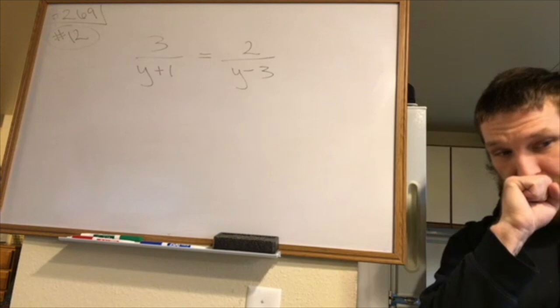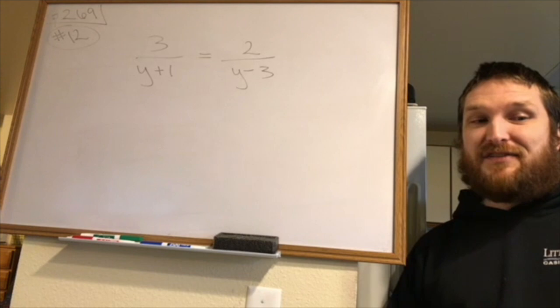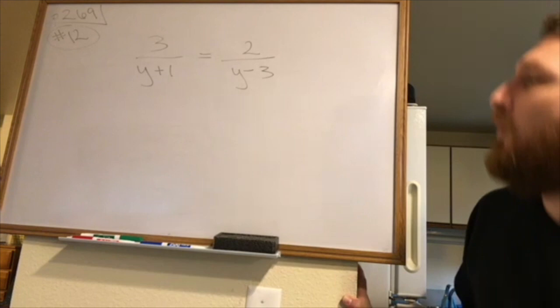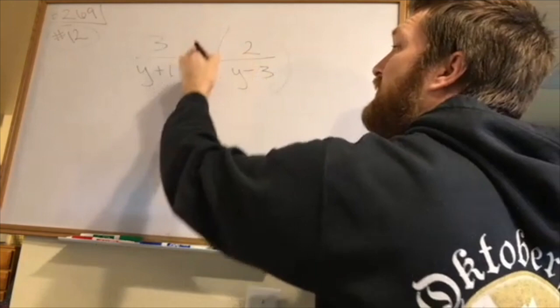Okay, I have an equation with one variable. I have denominators. What do I want to do, Kayla? Cancel them? Kill them. Kill the denominators. Okay. So how do I go about killing these denominators? I'm going to have to multiply both sides of the equation by something. What do I need to multiply it by?